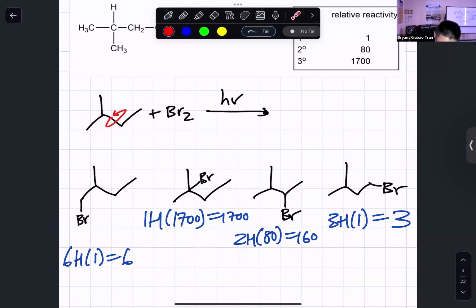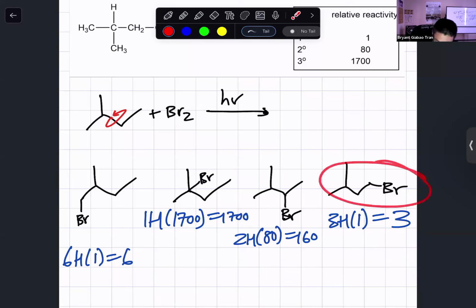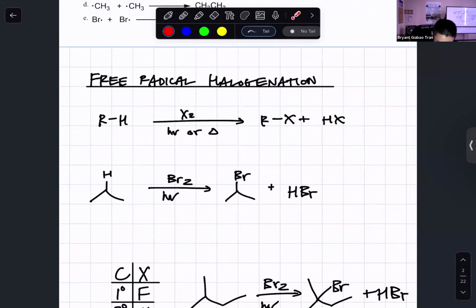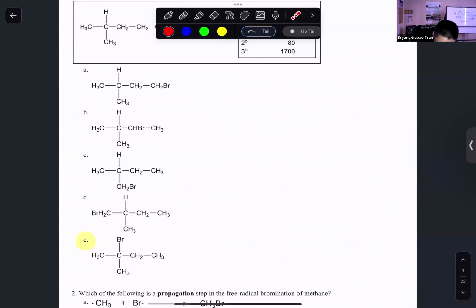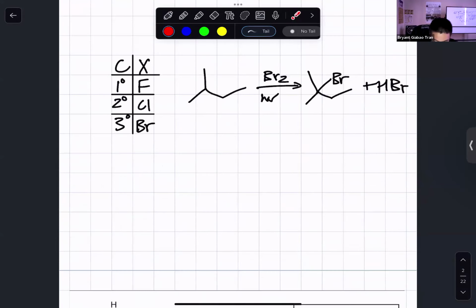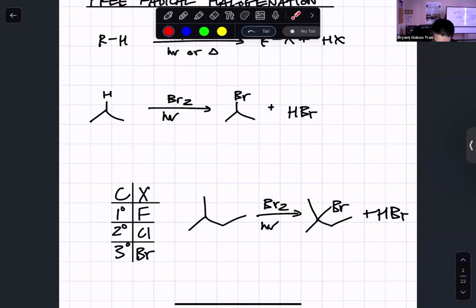So just look at the number here. And whichever has the highest number is the one that's most likely to be formed. The one with the lowest number is the least likely to be formed. Right. So this is the least likely to be formed. This is the most likely to be formed because it has the highest number. Right. So the answer should be E. Is it E? Yeah, it's E. So that was the mathematical way to do that whole thing.